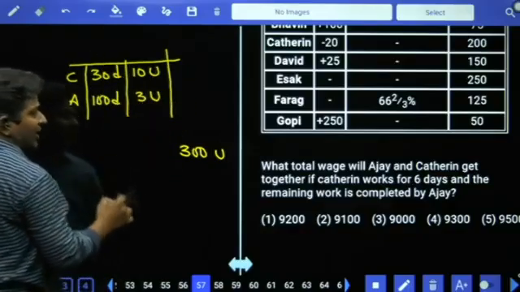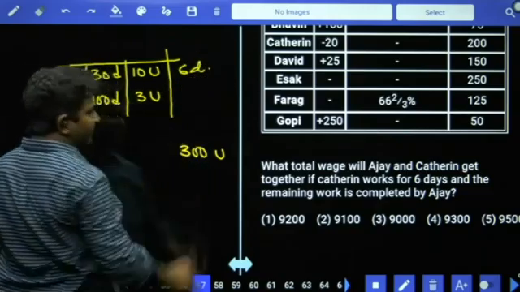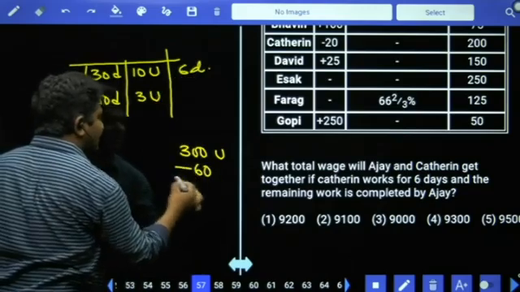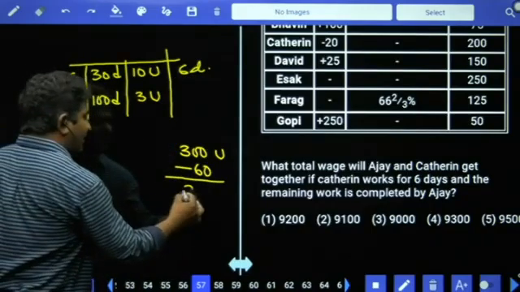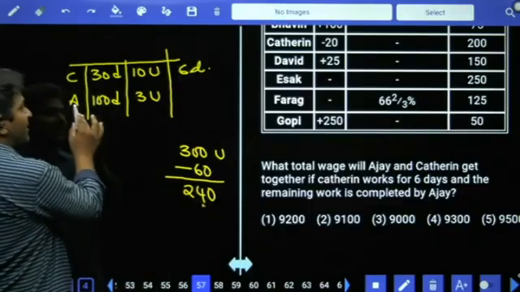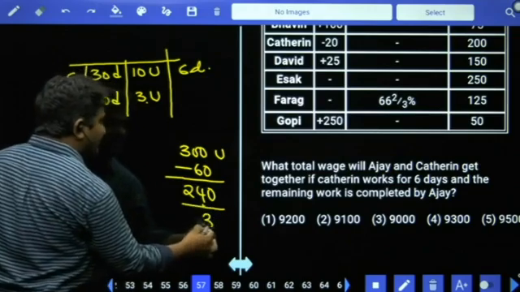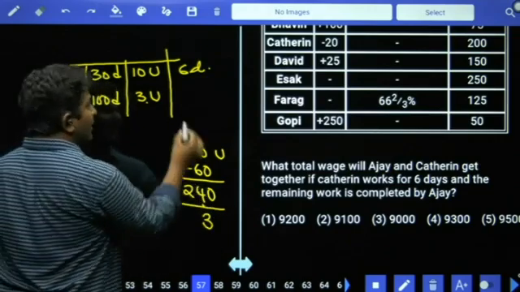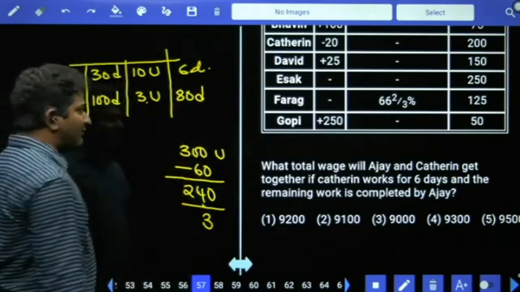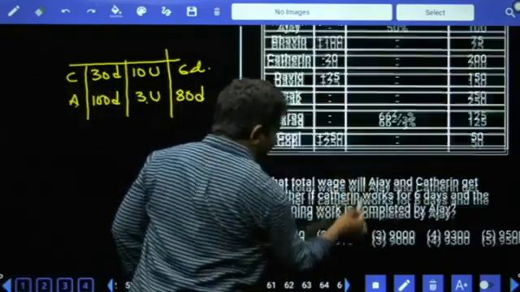So, as Catherine already worked for 6 days, 6 into 10, 60 units of work is already completed. Then remaining is 240. And this 240 must be done by Ajay with the 3 units efficiency. So number of days taken by Ajay is 240 divided by 3, which is equal to 80 days. And we were asked to calculate total wage here. Total wage in the sense, look at the table here.